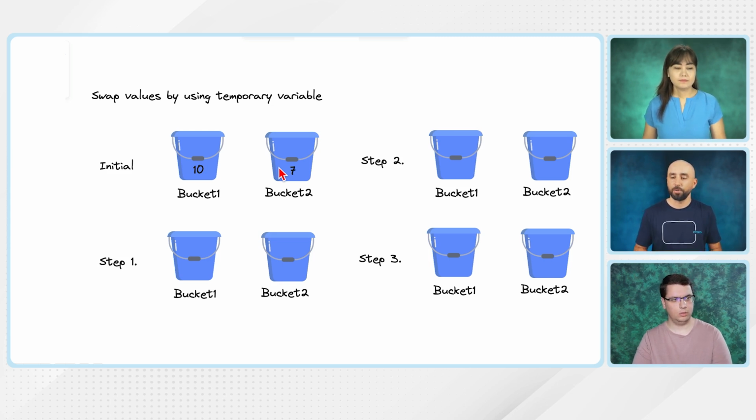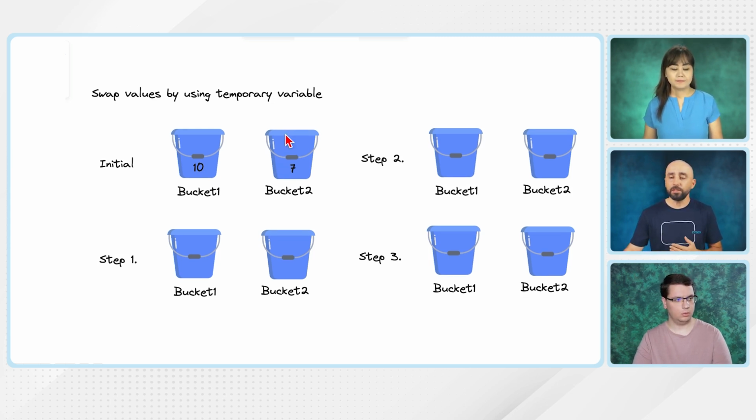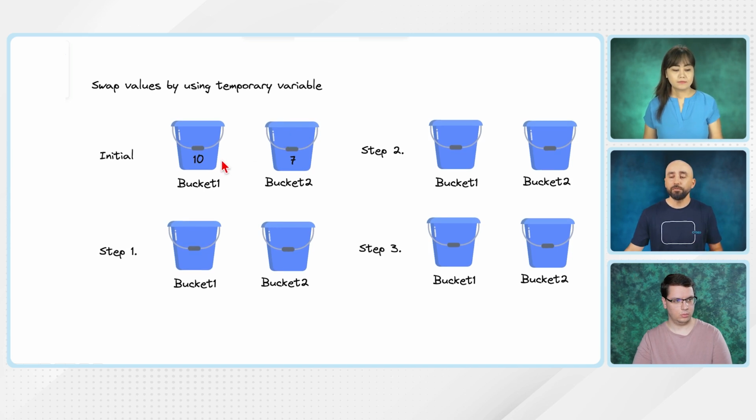Okay. All right. So right now, as you see on the screen, I have two buckets. Bucket 1, 10. Bucket 2, 7. And I put here different steps because we're going to solve this problem in multiple steps. Let's figure out what we should do in each step. Then we're going to swap the values, but the question is asking to swap the values not by using a temporary variable.